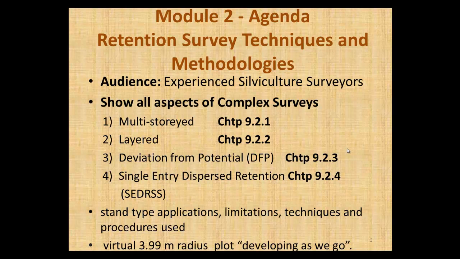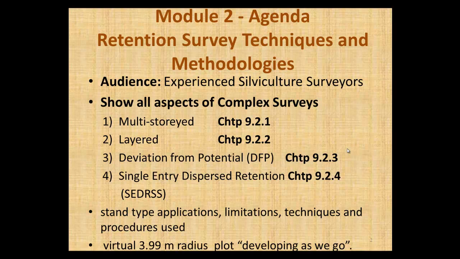Our agenda for today goes over 4 aspects of complex surveys. The audience we're targeting is experienced silviculture surveyors. We're going to go through all of the complex surveys within the manual, from multi-story to layered to deviation from potential, and the coastal version of deviation from potential, which is single entry dispersed retention. The slide shows the chapters of the manual if you want to refer to the surveys manual afterwards.